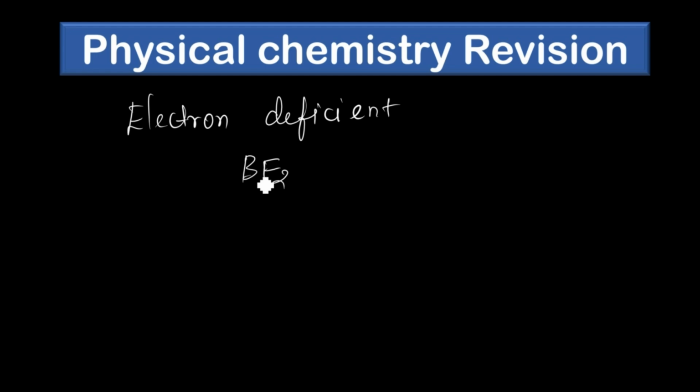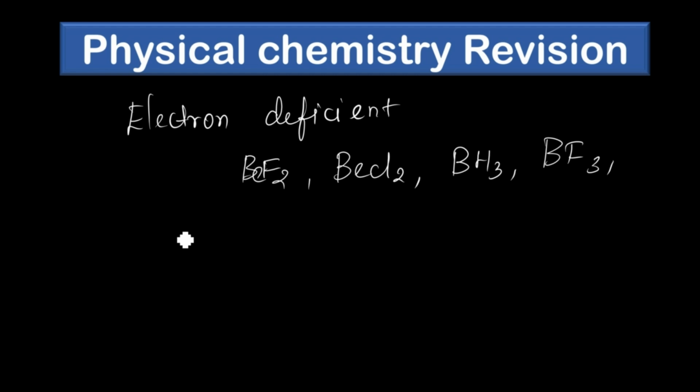Electron deficient molecules are like BeF2, BeCl2, BH3, BF3, AlCl3. So these are some electron deficient molecules. These are stable, but they still have less than 8 electrons.